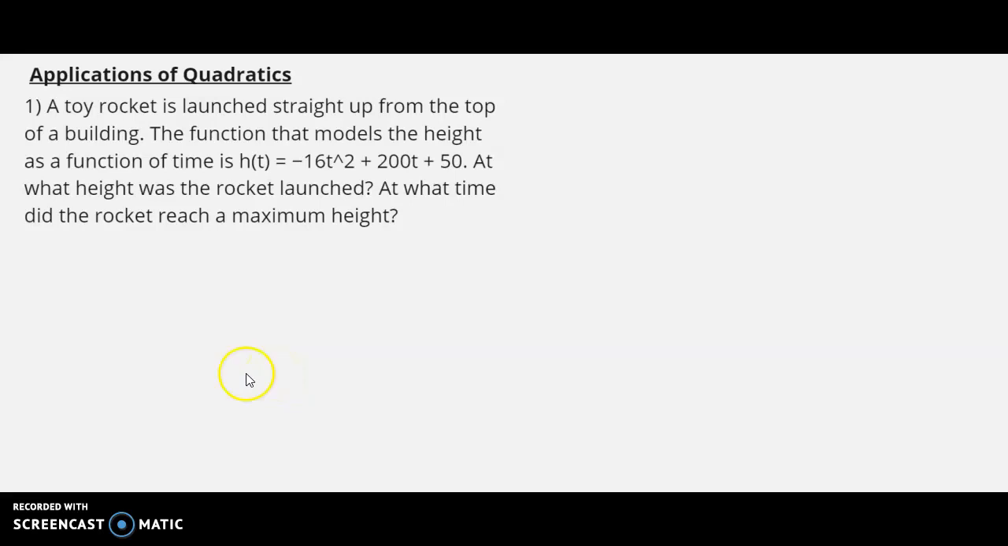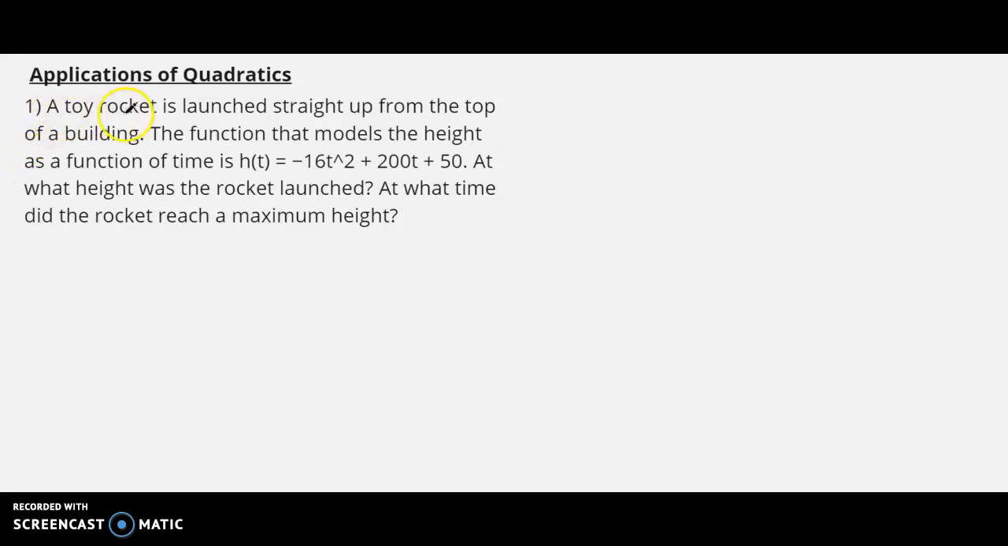Hello everybody, today we're going to talk about some applications of quadratics. There are 3 examples. We're going to talk about maximum height, where an item is launched, how long it's in the air, and those types of things. Our first one here is a toy rocket.